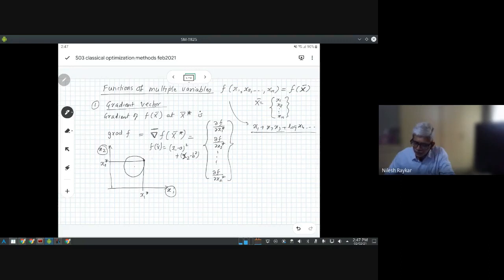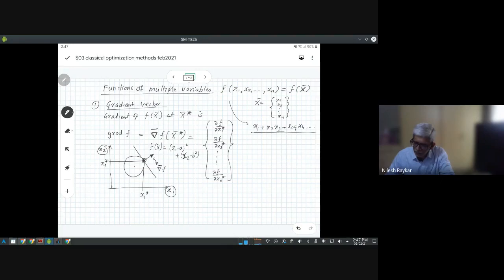You will find that the gradient vector of this function is always normal to the tangent passing through that point. So if this is my x1 star, the gradient vector will be normal to the tangent at that point, and it will always point in a direction in which the function value increases.